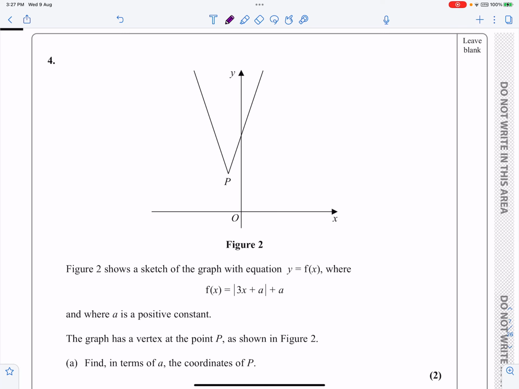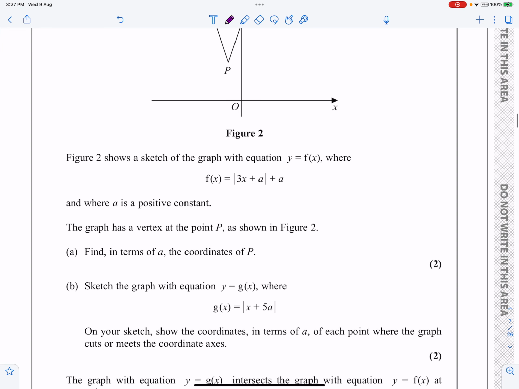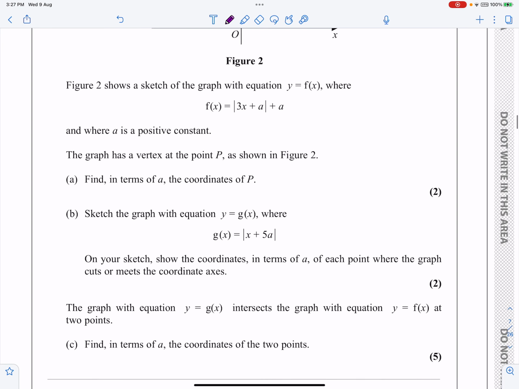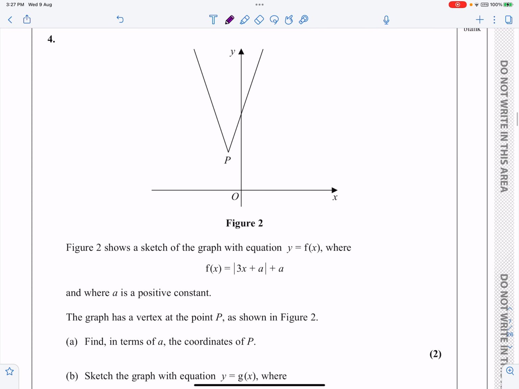Okay, this is the P3 paper from January 2021. It's question number 4, and if we take a look at it, it's a functions and graphs question, and in particular, it's a modulus function question. Okay, let's make a start. Let's have a look at it.